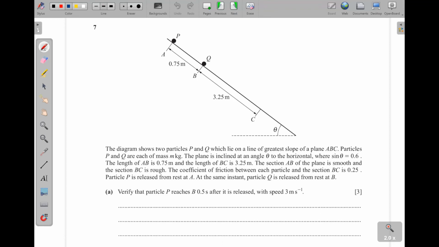Question 7 is usually the one that disturbs students. It is always a little bit challenging, but not all that hard.